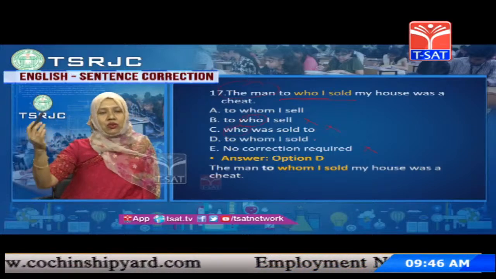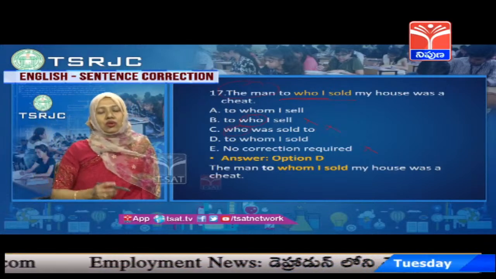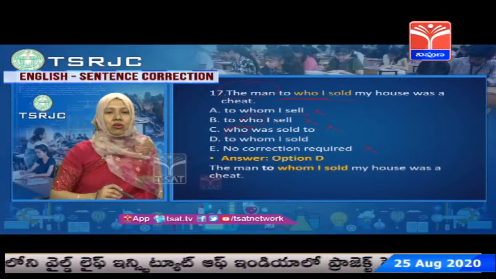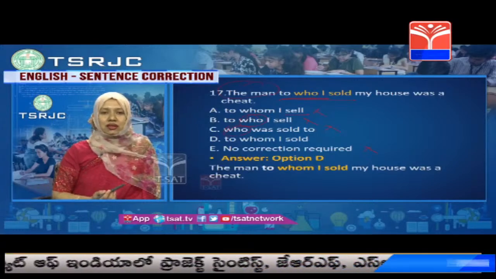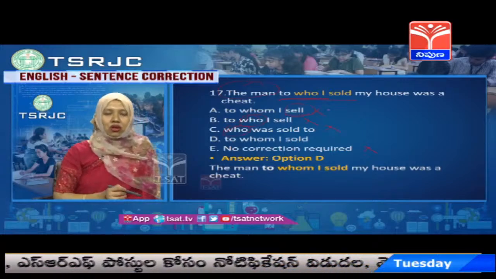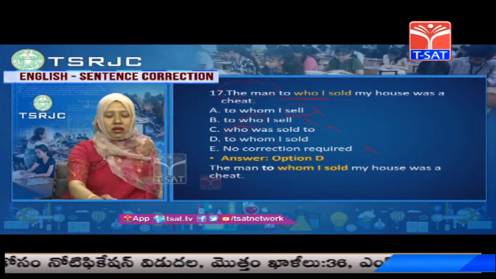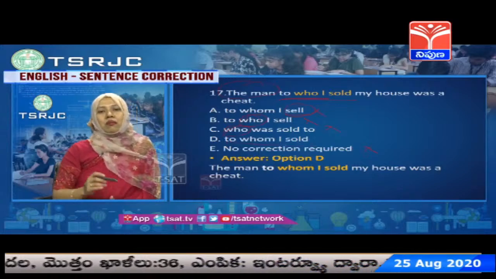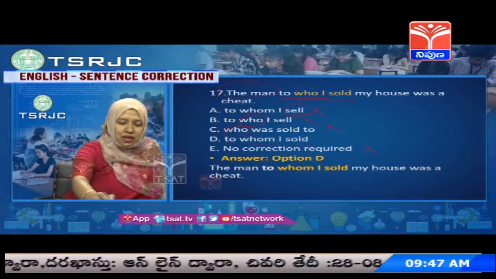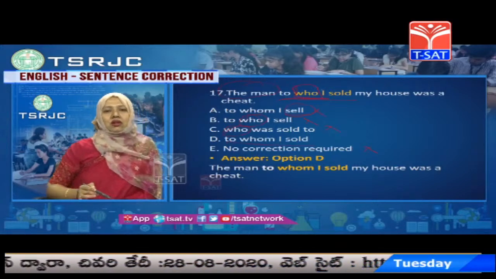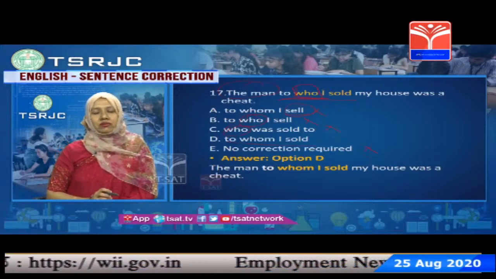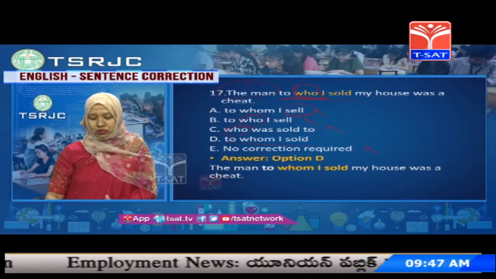You are talking about something you did in the past. You sold the house. To whom I sell, you cannot say, it talks about the present tense. So here the verb sell is in present tense. Again this option is wrong. Now what are you left with? Option D, the man to whom I sold my house was a cheat. The correct sentence is to whom. So here the mistake is in the usage of this word. Who is wrong, it should be whom. The relative pronoun whom should be used. Thank you very much.